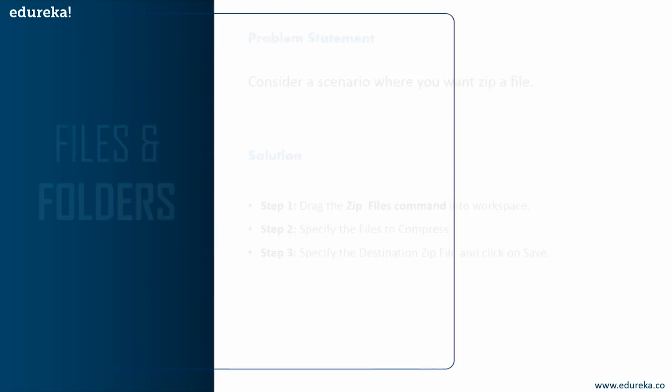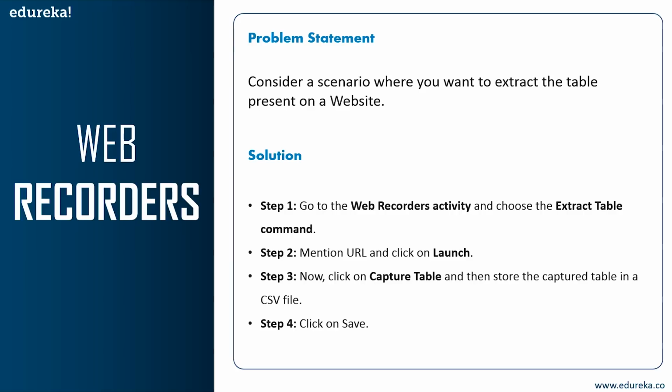Now let's move forward with the next command, that is the web recorders. So web recorders, as the name suggests, mainly deal with how you can record data from websites, or maybe how you can store and extract data from websites. So I'm going to do the same. What I'm going to do is I'm going to consider a table which is on a website, basically on a URL, and then I'm going to save that particular table to a CSV file.